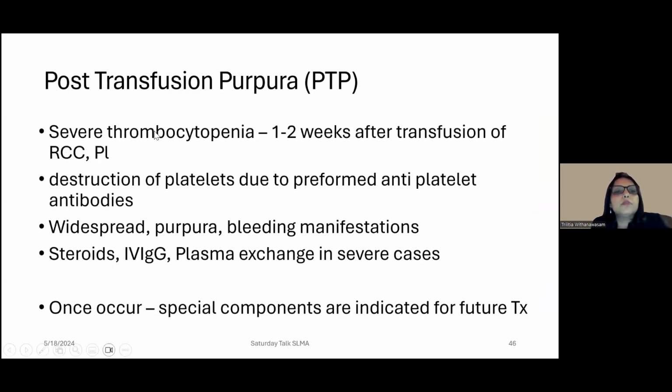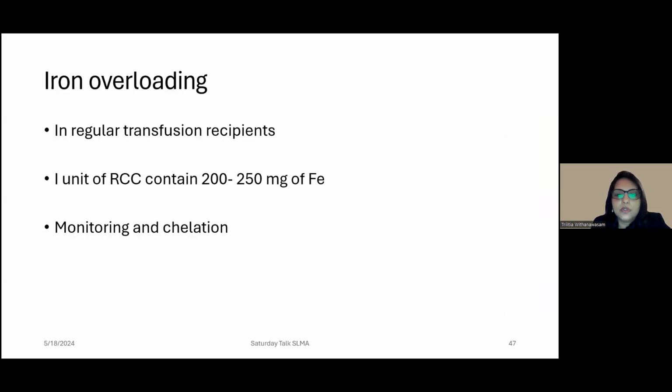Another transfusion reaction is post-transfusion purpura, where severe thrombocytopenia can occur 1 to 2 weeks after transfusion of red cells or platelet concentrate. In this condition, platelets are destroyed by preformed antiplatelet antibodies; like red cell antibodies, there are platelet antibodies also. So the patient presents with widespread purpura and bleeding manifestations. Sometimes this bleeding can be life-threatening, and we may treat with steroids, IVIG, and sometimes plasma exchange. And once it has occurred, future transfusions should be special components. Best practice is team management with the transfusion team.